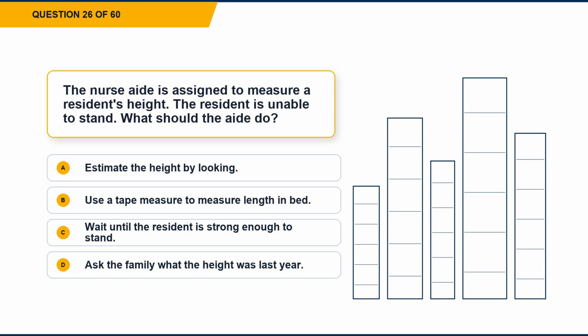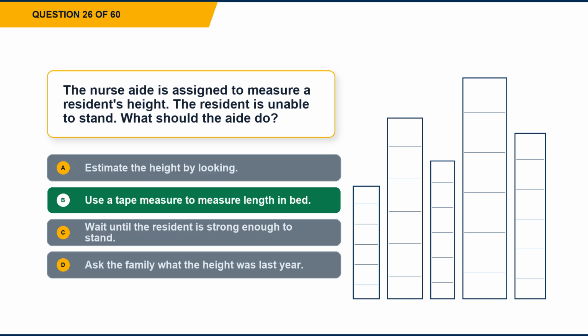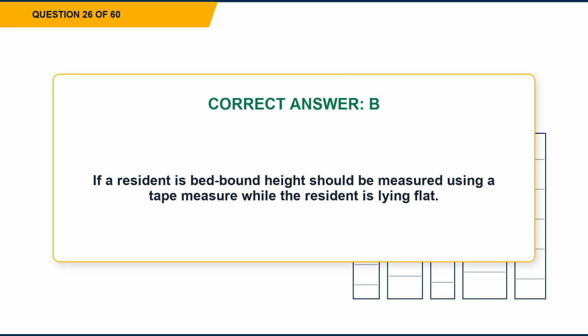Question 26. The nurse aide is assigned to measure a resident's height. The resident is unable to stand. What should the aide do? Option A, estimate the height by looking. Option B, use a tape measure to measure length in bed. Option C, wait until the resident is strong enough to stand. Option D, ask the family what the height was last year. The correct answer is option B, use a tape measure to measure length in bed. Explanation. If a resident is bedbound, height should be measured using a tape measure while the resident is lying flat.